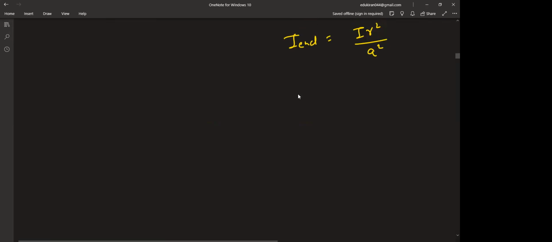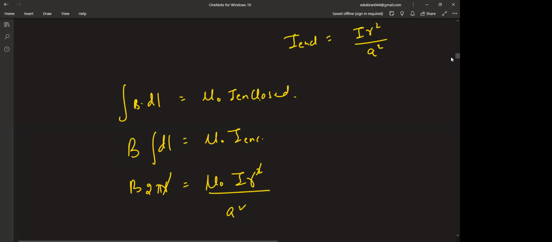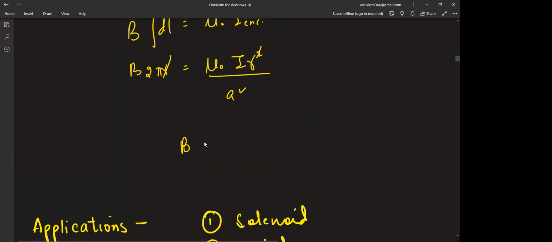Once you have I enclosed, now solving this question is not difficult. This is exactly the same, mu naught I enclosed. So this becomes B integral of dl is equal to mu naught I enclosed. This becomes B into 2 pi r. Why 2 pi r? Because the radius of the Amperian loop is r. Mu naught, what is I enclosed? It is I r square by a square. This r and this square will be cancelled. What is the ultimate formula that you're getting? B is equal to mu naught I r by 2 pi a. This is the formula that we'll be getting.